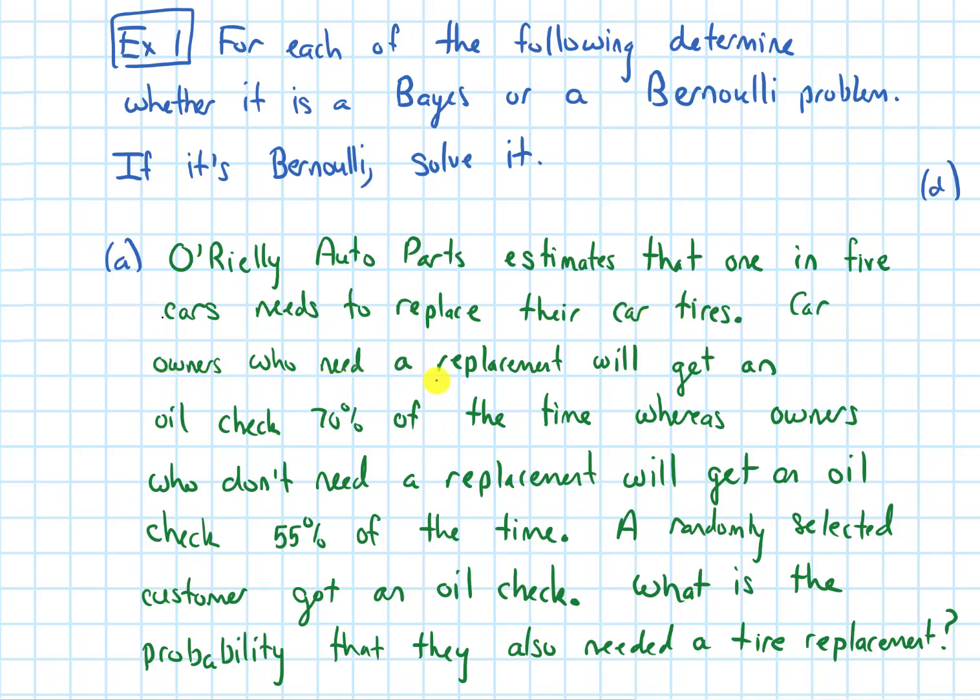Okay, so for part A, it says O'Reilly Auto Parts estimates that 1 in 5 cars needs to replace their car tires. Car owners who need a replacement will get an oil check 70% of the time, whereas owners who don't need a replacement will get an oil check 55% of the time. A randomly selected customer got an oil check. What is the probability that they also needed a tire replacement? So I want to begin by having you pause the video for 1 minute just to think about, is this a Bayes question or a Bernoulli problem? 4, 3, 2, 1, pause it and see if you can answer that question. If you know the answer, then start to work it out, but only for a minute or so.